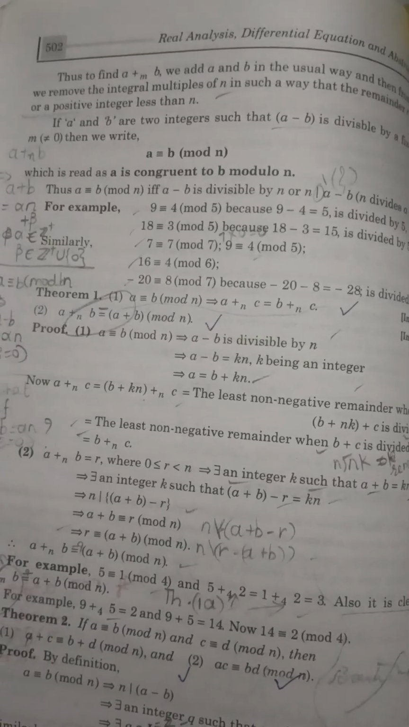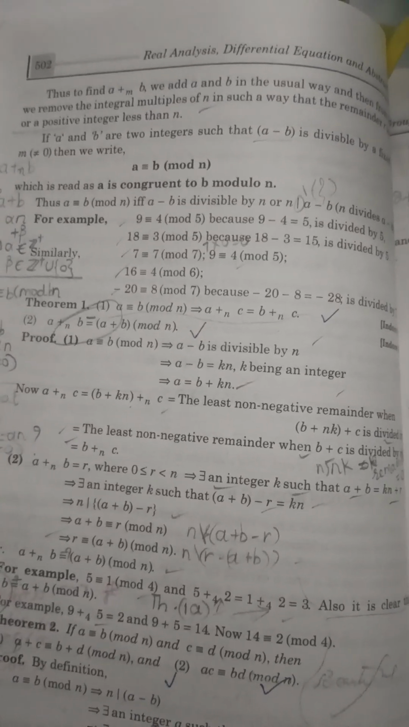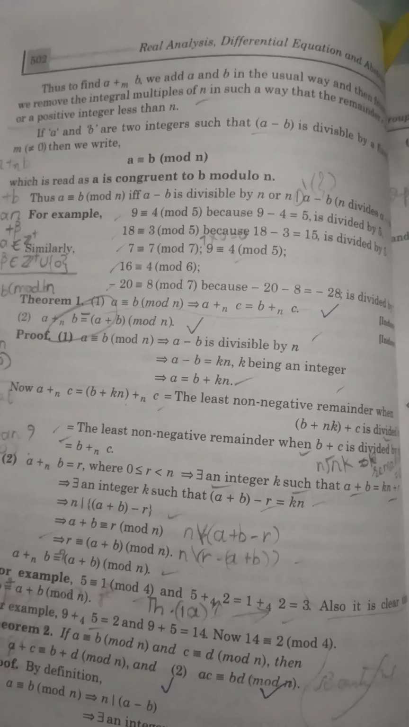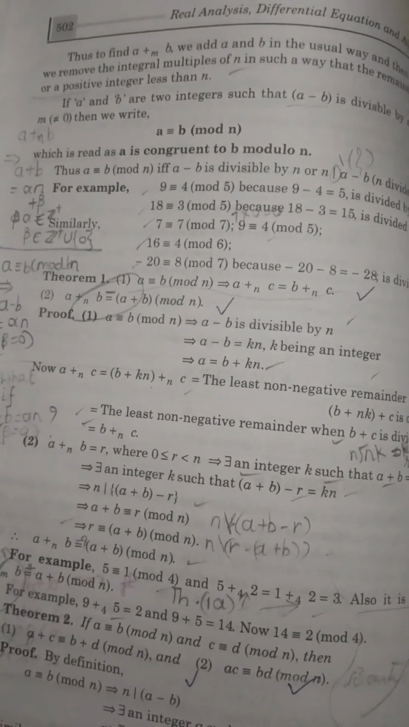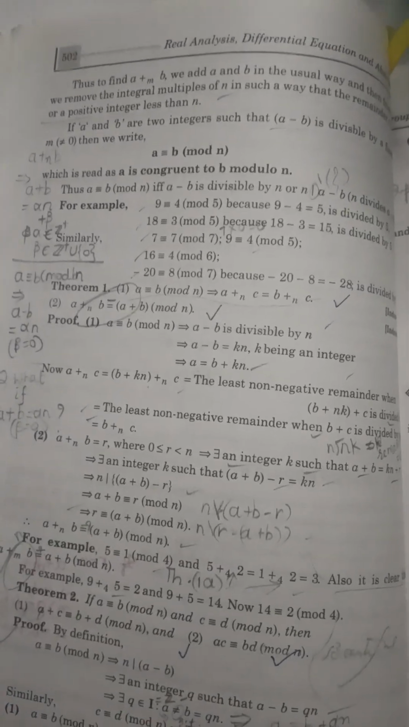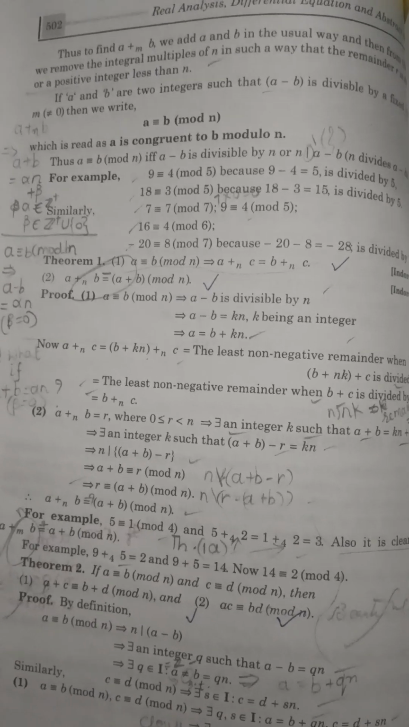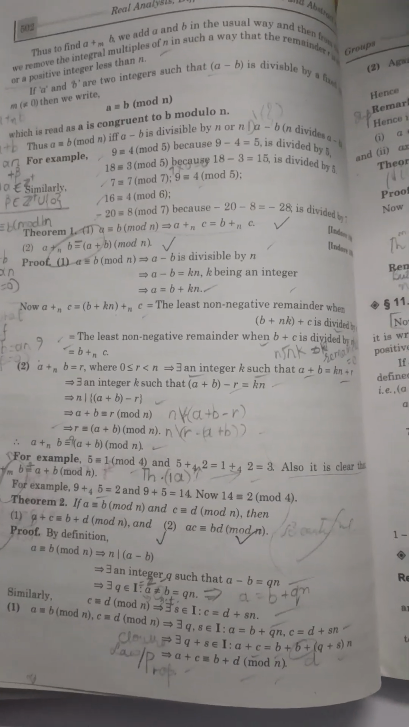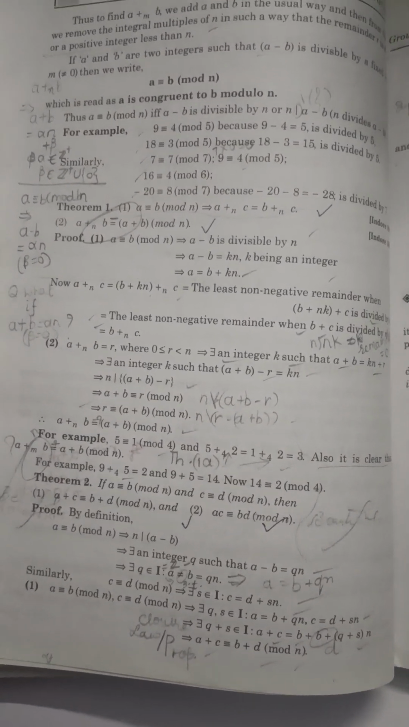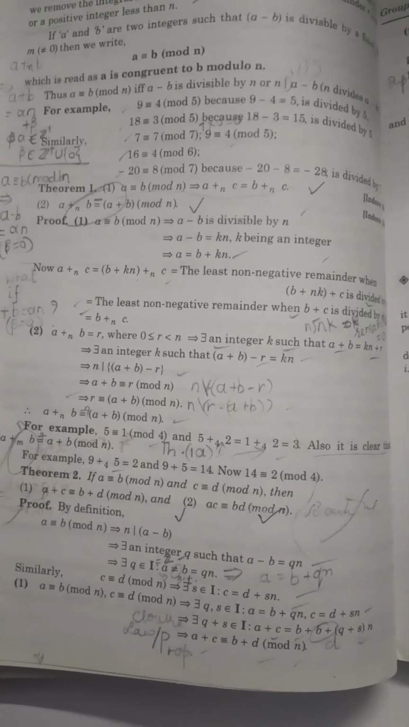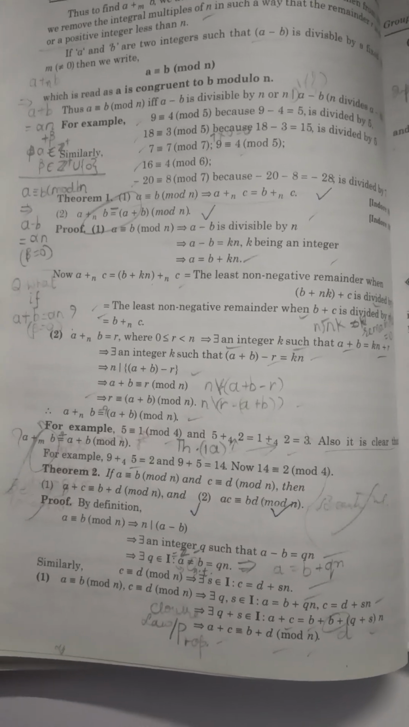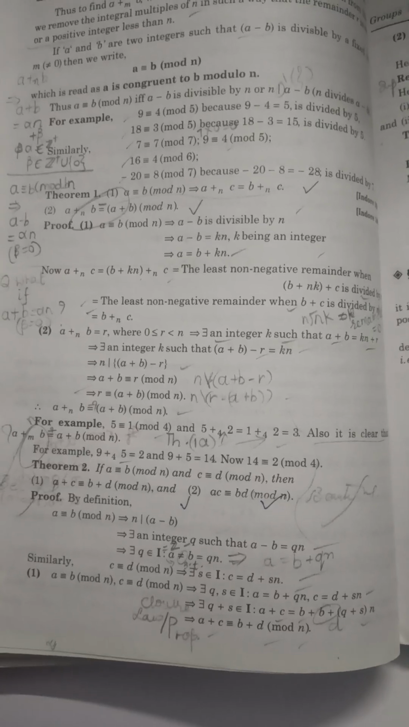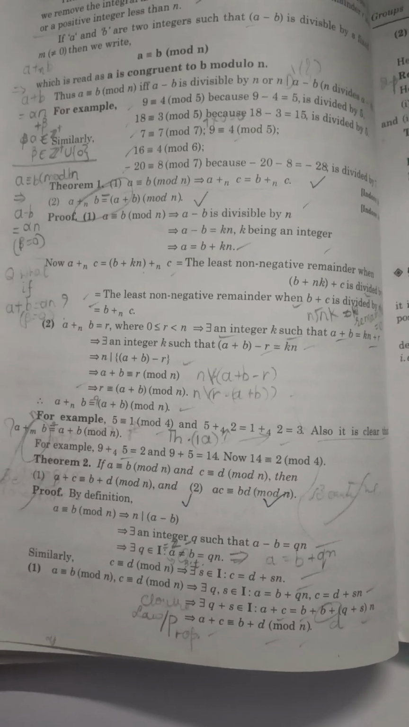The notation is important here. If a and b are two integers such that a minus b is divisible by n, we can write a congruent b mod n. We have some theorems here. Take the theorem: if a congruent b mod n and c congruent d mod n, then a plus c congruent b plus d mod n and ac congruent bd mod n.